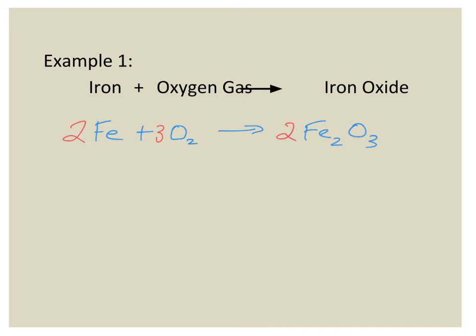Remember, when you're balancing, you can't change little subscript numbers, and I can't squeeze in a 2 here. I can only put my coefficients out front of my formulas. But you notice now, by putting this 2 here, it's messed up my Fe's. I've got 4 Fe's on the right, so I'm going to have to change this coefficient. So now I have 4 Fe's on the left.